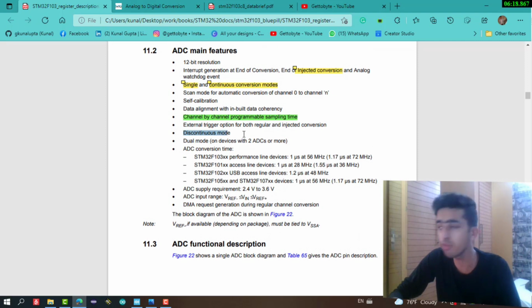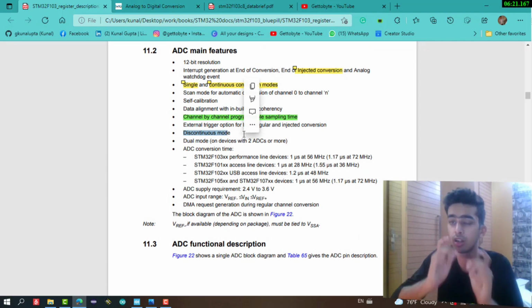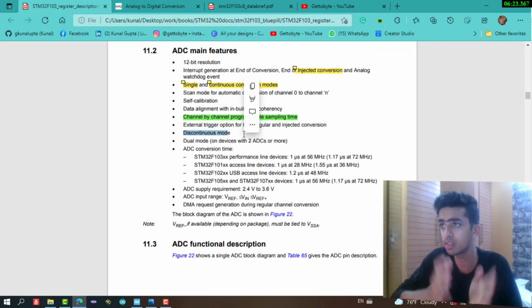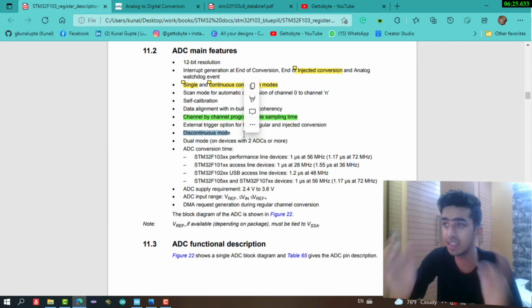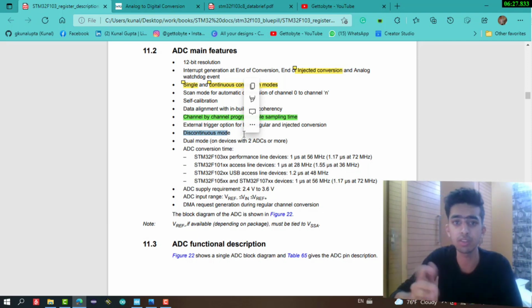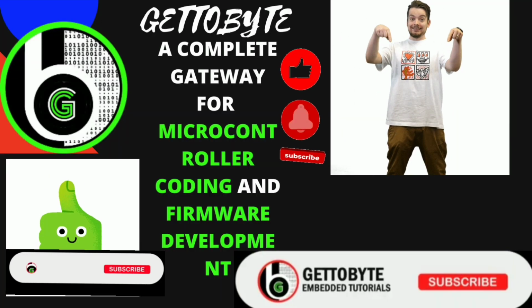Discontinuous mode is a type of mode in which we can convert the ADC channels in subgroups. Okay, so we will get to that. So that's it for now.